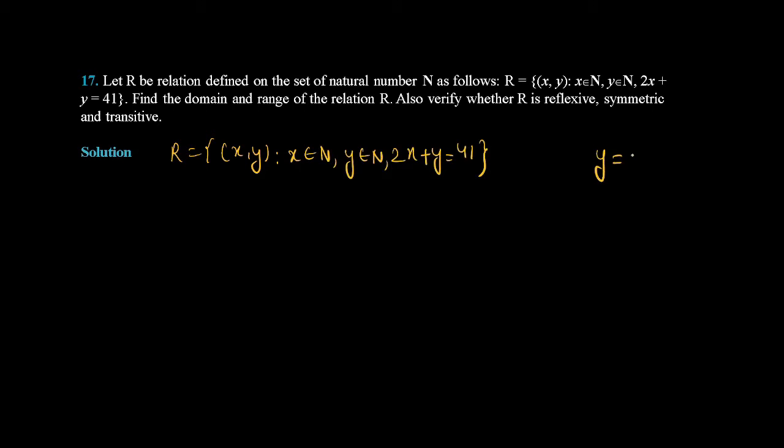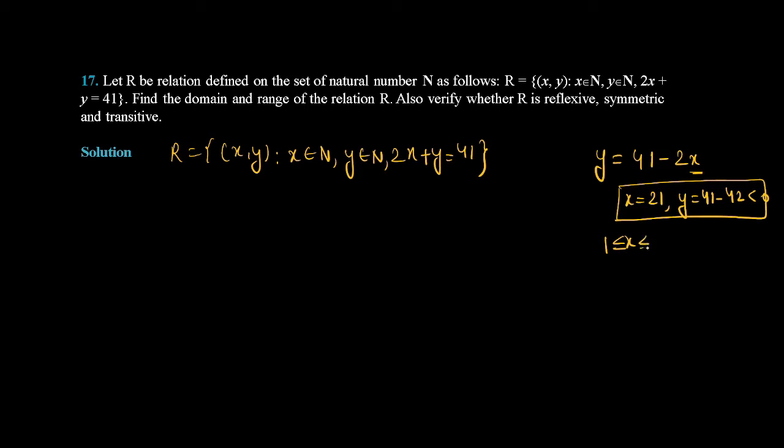Here I can write y = 41 minus 2x. So what is the maximum possible value of x I can take? x will start with x = 1, but the maximum value of x should be 20. Because if I take x = 21, y will be 41 minus 42, so this will be negative, and there is no negative number in the set of natural numbers. So x should be greater than or equal to 1 and less than or equal to 20. First I will write all the elements of my relation R.